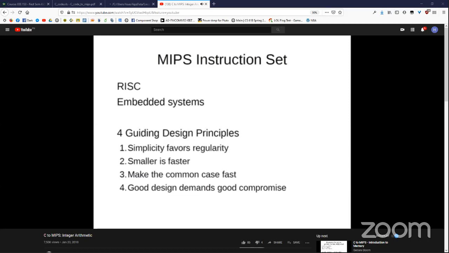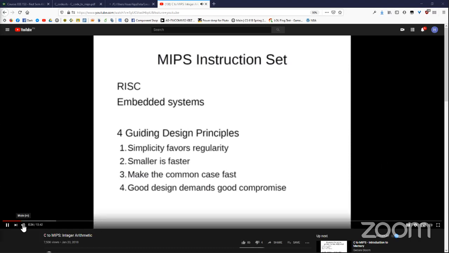MIPS was a response to the growing complexity or cost of what are now known as CISC, or complex instruction set computers.